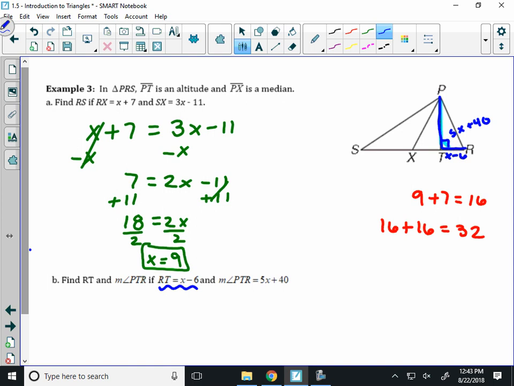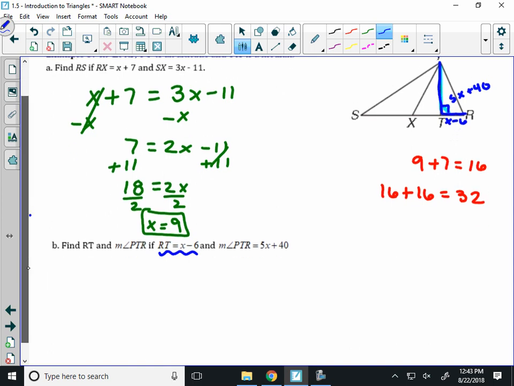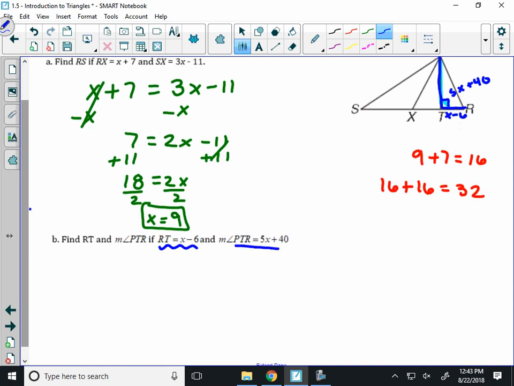Well, what else do we know about that angle? Right, very good. So it's 90 degrees. Well, how can we set up an equation to solve? We know that angle's 90 degrees. We also know that it is 5x plus 40. Agree? 5x plus 40 equals. Good. Yeah, you just take that angle. We know that's a right angle. So you just take the angle and set it equal to 90. Because all right angles are 90 degrees. And then you solve. Okay?